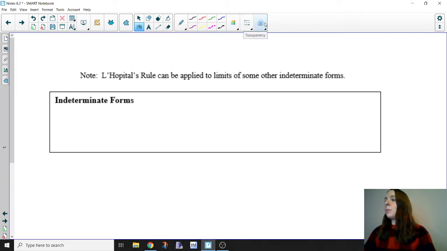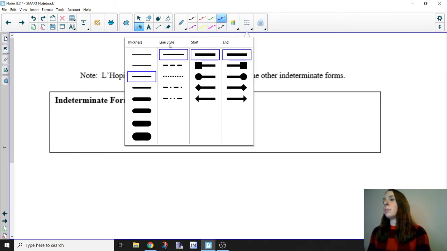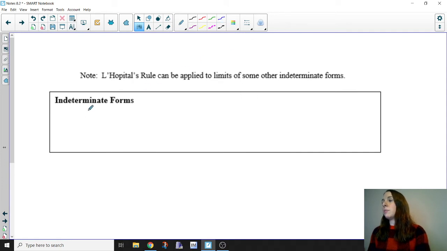Okay, so now let's talk about some other indeterminate forms where L'Hopital's rule can be used. So the indeterminate form that we've discussed so far and that our L'Hopital's rule was proved with is 0 over 0. There are other ones, however, and I do want to address them, even though we're not going to prove that L'Hopital's rule could be used with them.